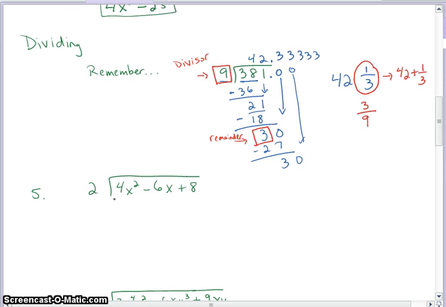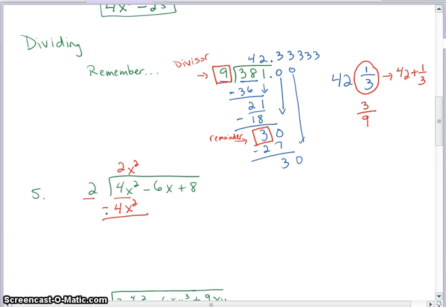Here I've got 4x squared minus 6x plus 8 divided by 2. So I'm looking at how many times 2 goes into 4x squared. What do I have to multiply 2 by to get 4x squared? You have to multiply by 2 to get the 4. What about the x squared? There needs to be an x squared up there. So 2x squared multiplied by 2 gives me 4x squared.